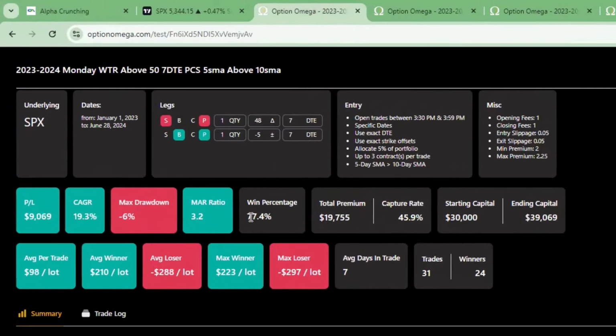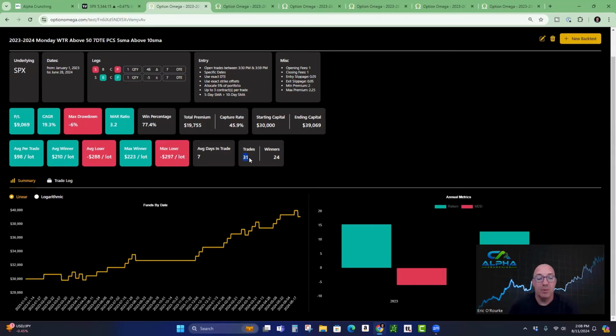And we can see the win rate actually went up. We're at 77%. Our expectancy went up to $98 per trade. This is really high. And we had a total of 31 trades. So not a ton of trades because we're only trading one day per week. But look at this P&L curve, very smooth.